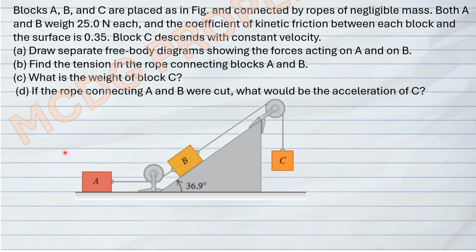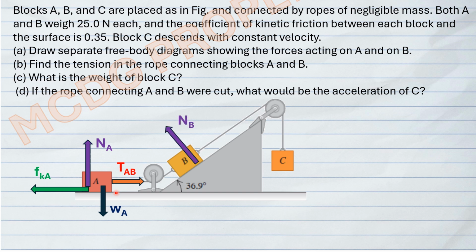Now let us identify the forces acting on each block. For block A, you have the normal force acting on A, which is upward. Then you have the weight of block A, which is downward. Then the tension on the rope that connects A and B. Then you have the kinetic friction between block A and the horizontal surface here.